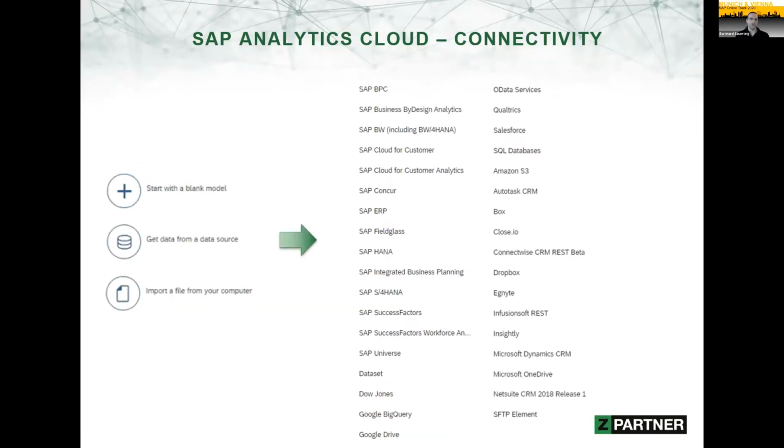All right, so where can you get your data from? Of course, there are a lot of SAP connectors already provided, but also all the other big companies like Google, Amazon, Microsoft, and also SQL and OData services. You have all those connections already available, and you can use them for your stories and also for your applications.